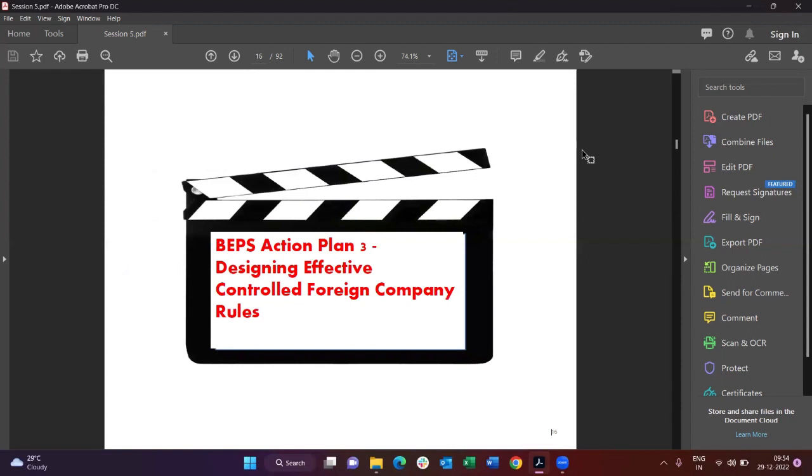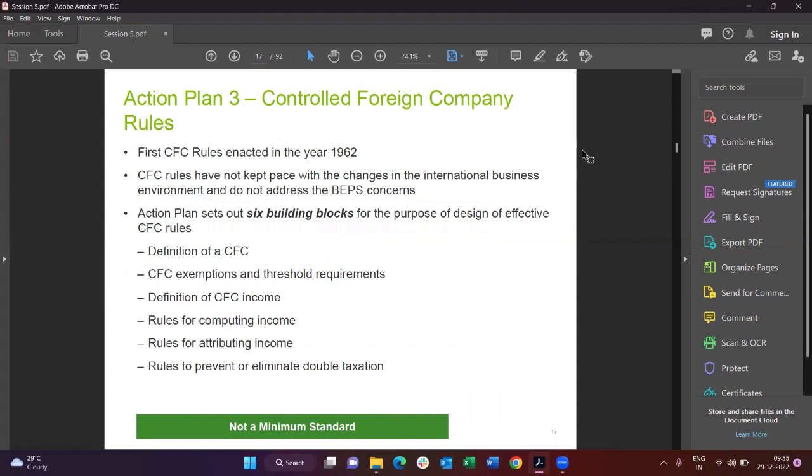I think it's clear. Next, we will go to Action Plan 3, designing effective controlled foreign company rules. So, can you even say what a controlled foreign company is? Or any idea about what this could be? So, what is a CFC?